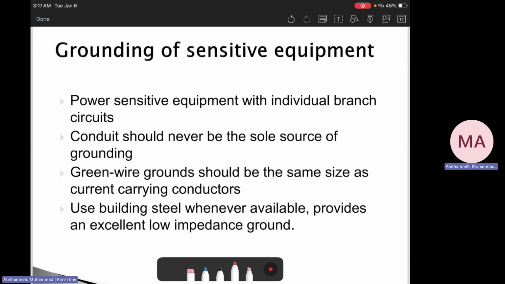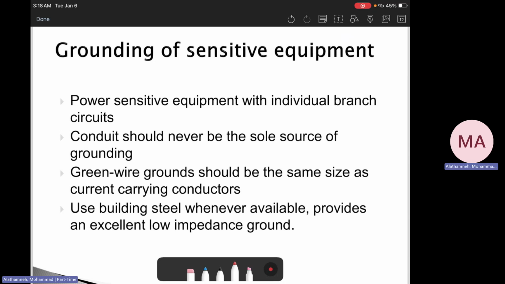Okay, grounding of sensitive equipment. Basically, we use individual branch circuits for sensitive equipment; we don't mix noisy loads and sensitive loads on the same circuit. Put server and PLC control power on clean circuits. Also, conduit should never be the sole grounding path, because a connection can loosen, corrode, or be painted over. With dust and humidity variation, relying only on conduit continuity is risky.